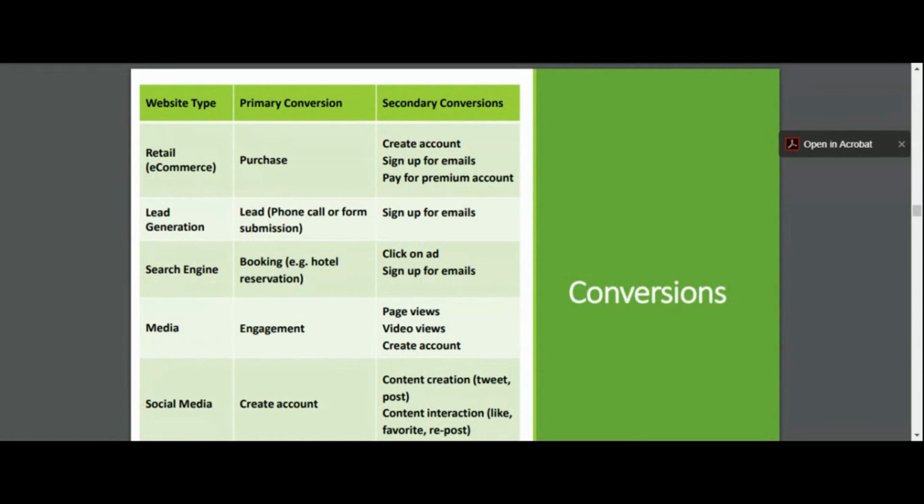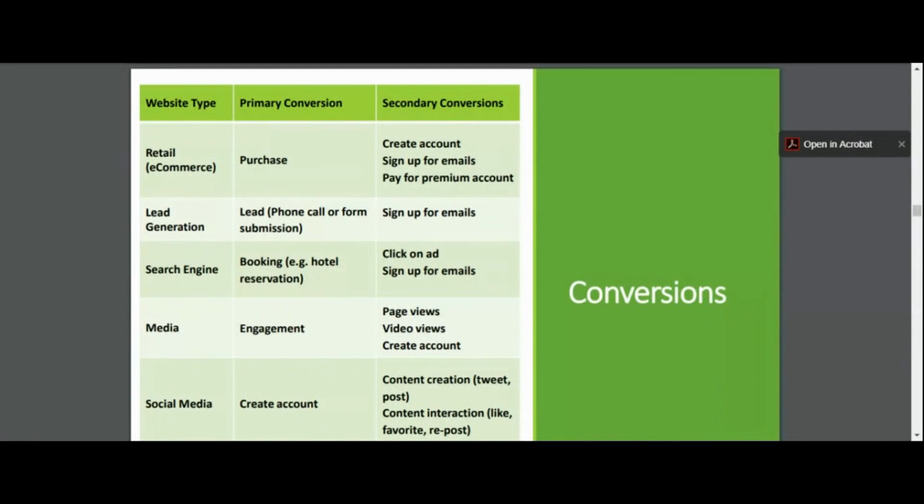So let's say you're an e-commerce site. Obviously, if you're an e-commerce site, the goal of your website is to sell product, right? To convert. So that could be your first primary conversion. Your secondary conversion could be maybe creating an account. If you create an account but you don't buy something, I still converted you because now I have you in my funnel. Maybe you signed up for emails, or maybe I upsold you and you paid for a premium account. So there are different ways that you can take your consumer through that sales funnel and get them to convert.